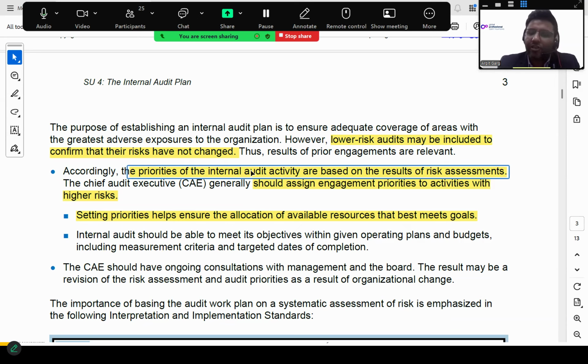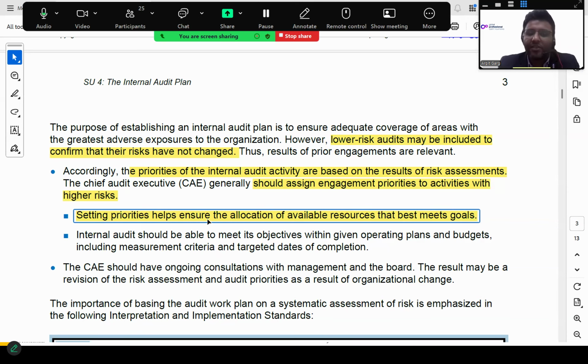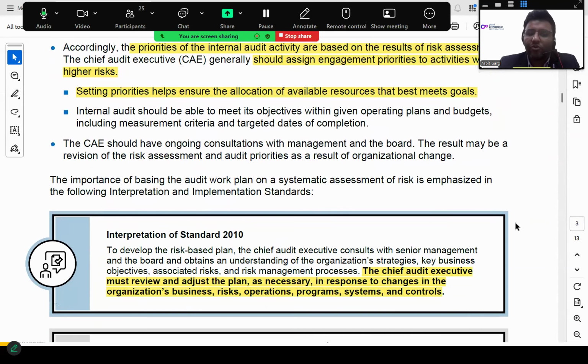Accordingly, the priorities of the internal audit activity are based on the results of what? Can you all say that? The answer is risk assessment. The CAE generally should assign engagement priorities to activities with higher risk, of course. Setting priorities helps to ensure the allocation of available resources that best meets goals. The activity should be able to meet its objectives within given operating plans and budgets, including measurement criteria and target dates of completion. The CAE should have ongoing consultation with the management and the board.